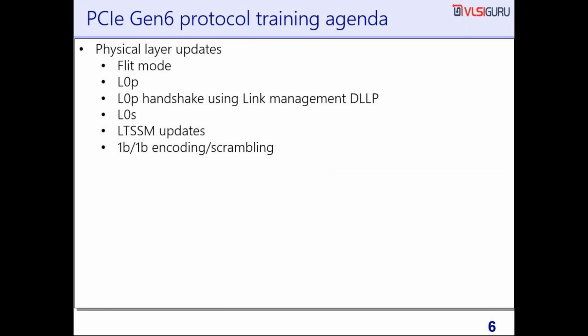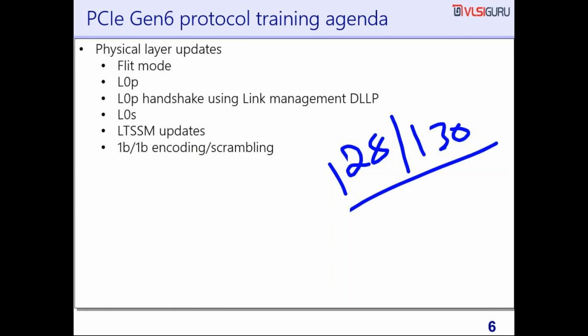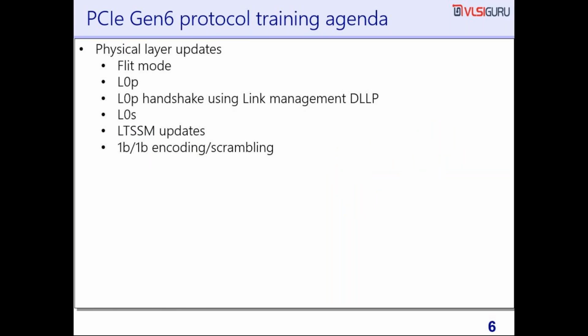In Gen 3 to Gen 5 we were losing almost 1.5%. How? 128b/130b encoding. When we do that, we are losing almost 1.5%. So 1b/1b is done to get away with that 1.5% loss in the encoding. Then you may ask, how do we identify between the data block and the ordered set block the way we used to do before Gen 6? All those things we will understand as part of these physical layer updates.